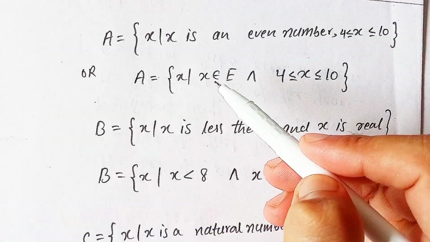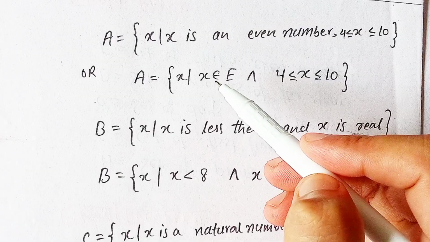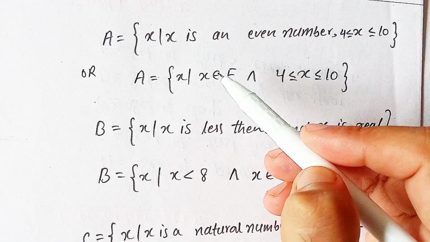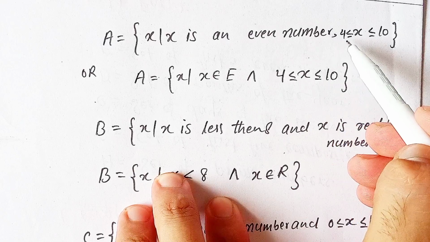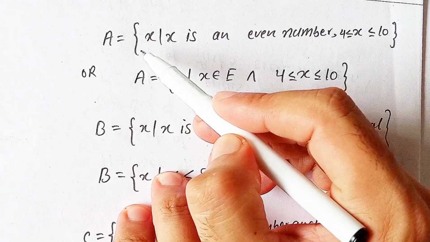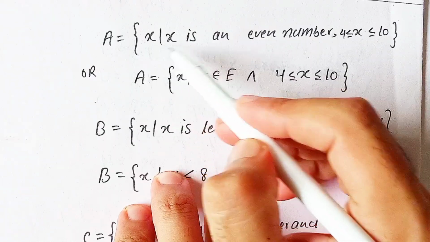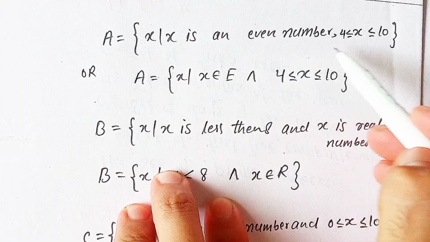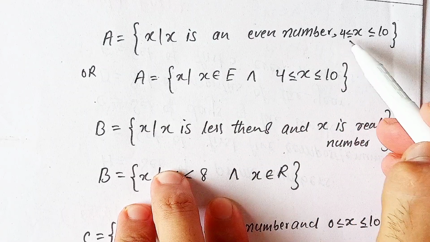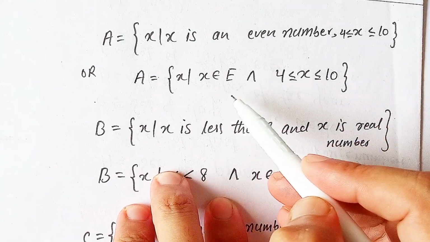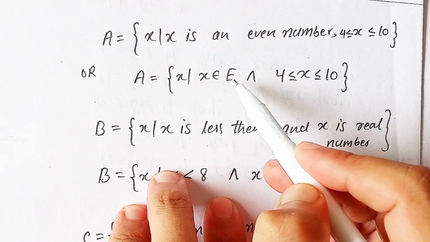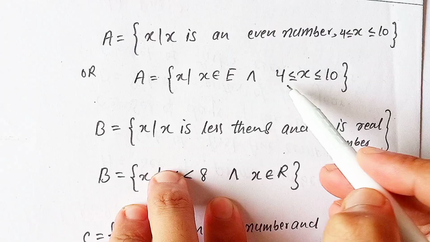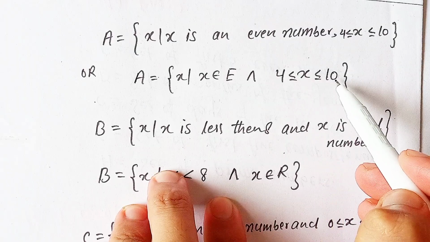Now there are some more examples that will help you to clarify your concept about the set builder form. So this is a set of even numbers from 4 to 10. We can write it as A is a set of all x such that x is an even number and x starts from 4 up to 10. Or simply we can write it as A is a set of all x such that x belongs to even numbers and x starts from positive 4 to 10.